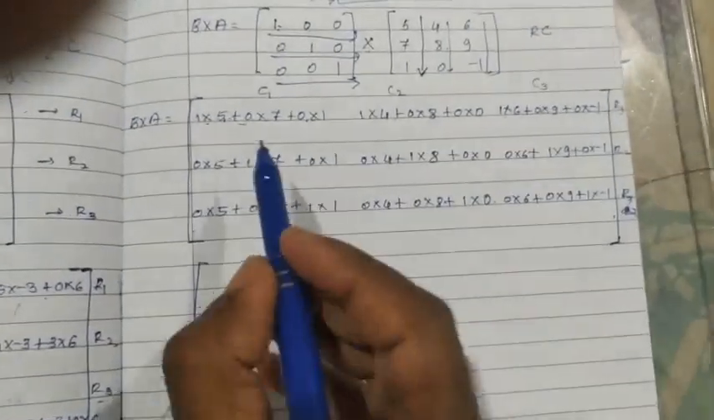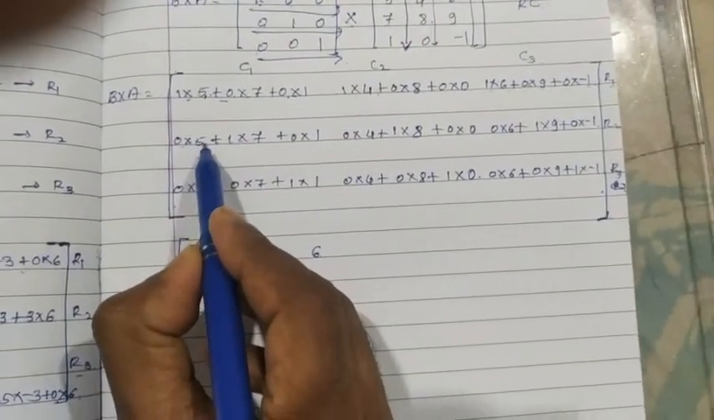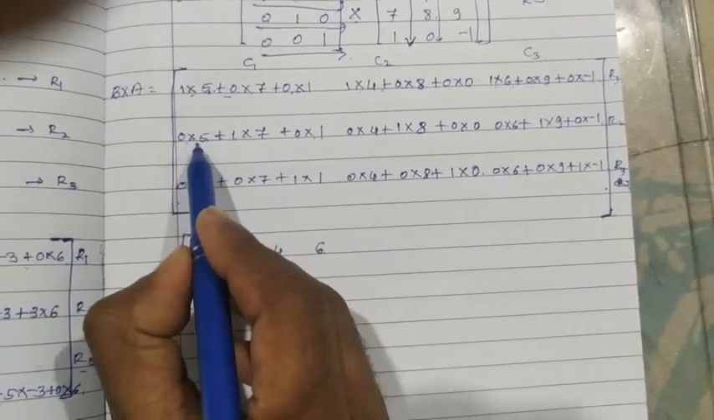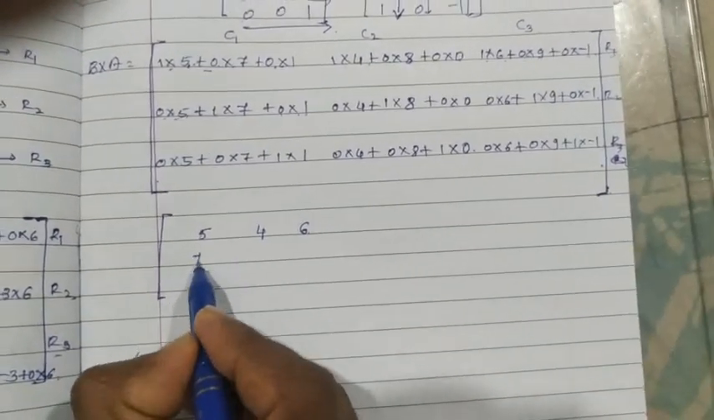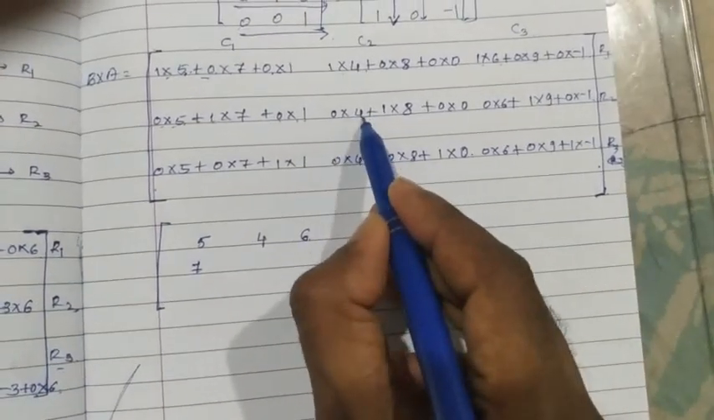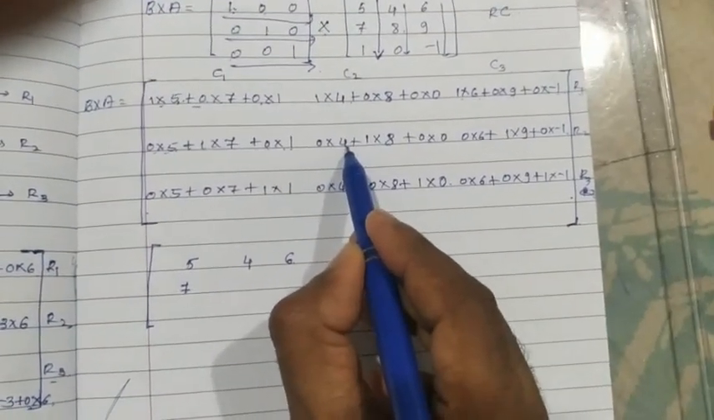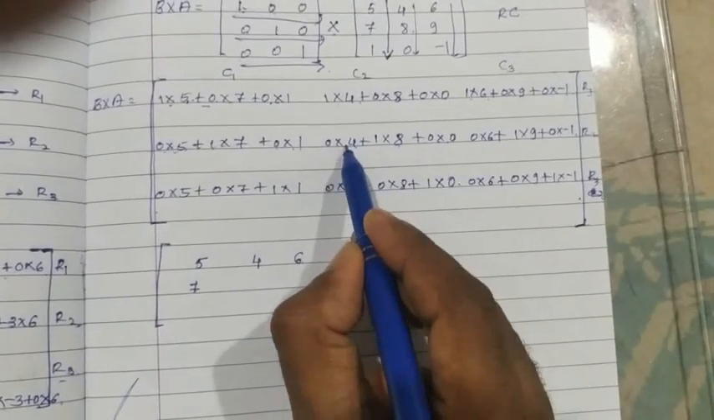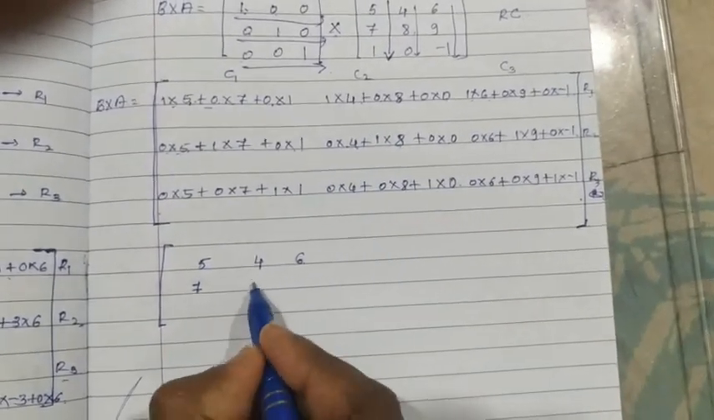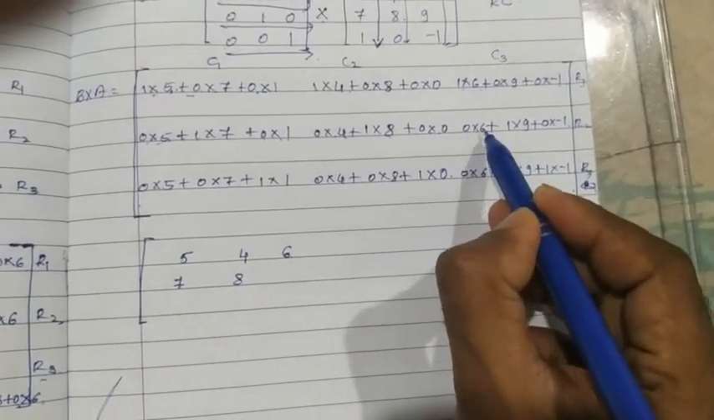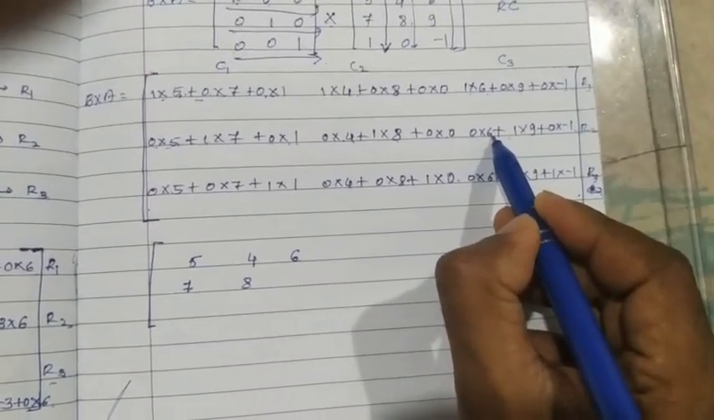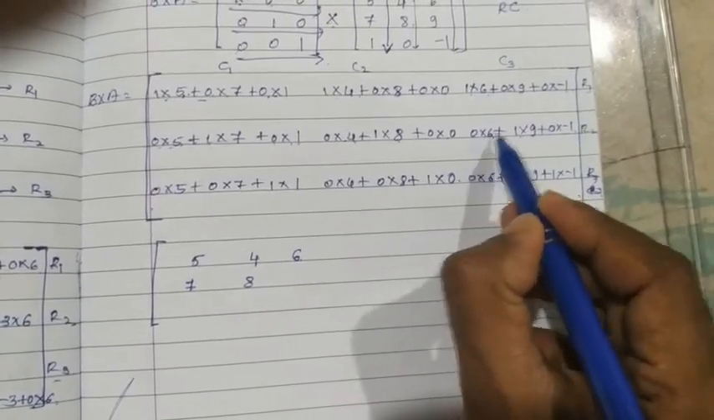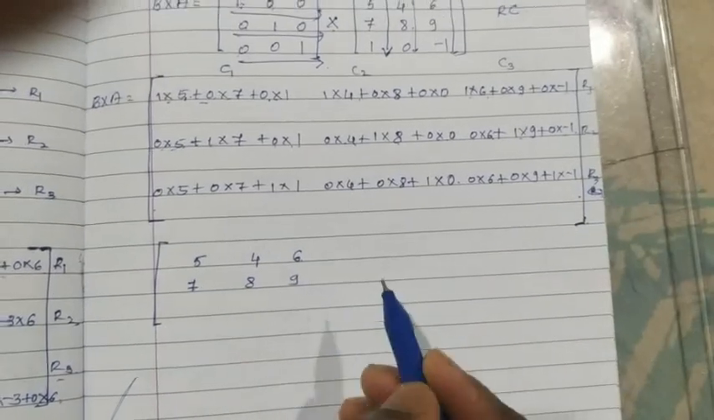Next, 0 into 5 is 0, 1 into 7 is 7, 0 into 1 is 0, 0 plus 0 is 0, 0 plus 7 is 7. 0 into 4 is 0, 1 into 8 is 8, 0 into 0 is 0, 0 plus 0 is 0, 0 plus 8 is 8. 0 into 6 is 0, 1 into 9 is 9, 0 into minus 1 is 0, 0 plus 0 is 0, 0 plus 9 is 9 we get here.